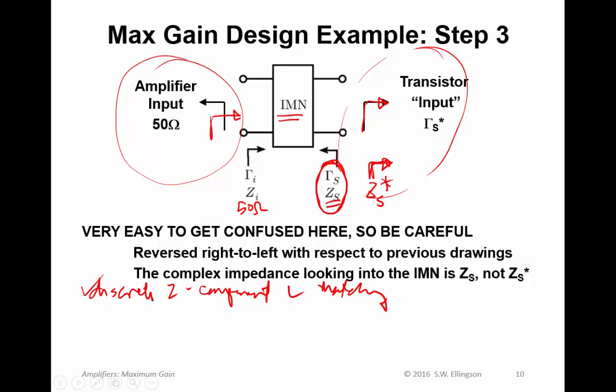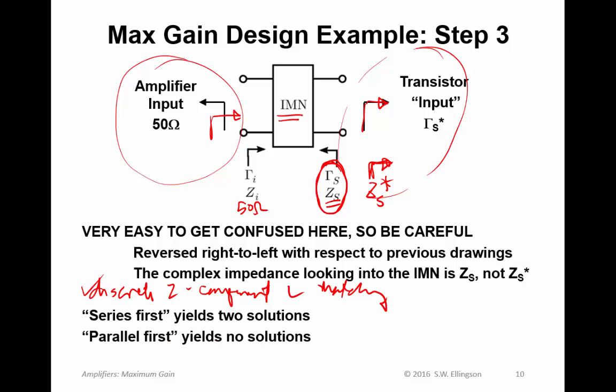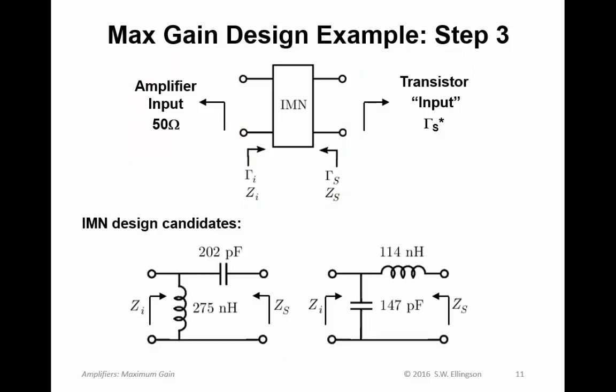When we invoke the methodology that we've developed for this, we find that there's a series first L match, which gives two solutions. And we find there's a parallel first match, which yields no solutions. So in other words, no parallel match. So there's just two series first solutions in this case. And here they are. I am not going to work through the details of this calculation for you because we've done this previously and the technique is being applied the same way here.